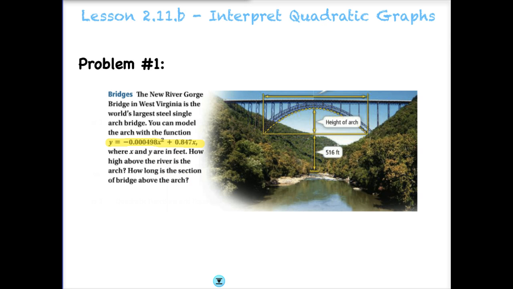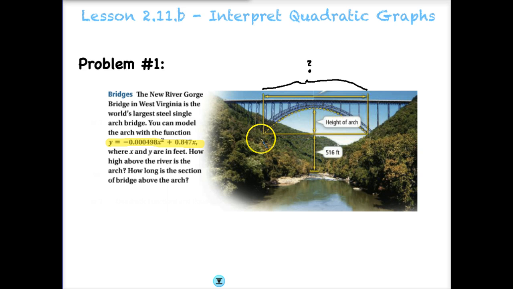But what we're trying to determine is two things. How high above the river is the arch? So the distance from the river all the way to the top of this arch. We also want to determine how long the section of bridge is above the arch. So we are trying to find from here, let's say, all the way to here. So what is that distance?